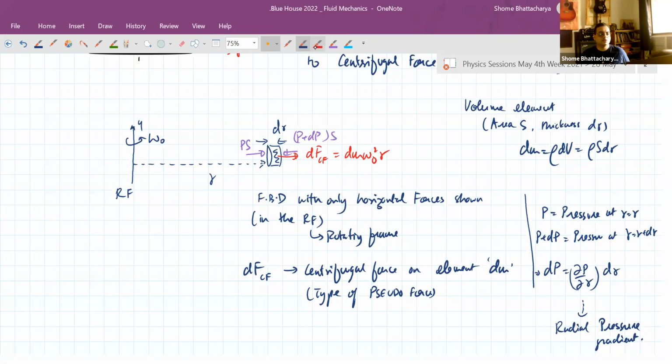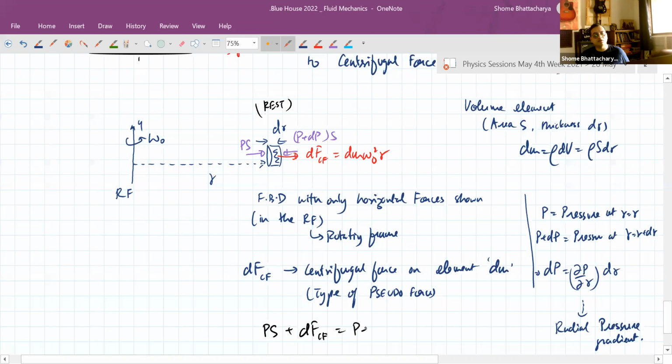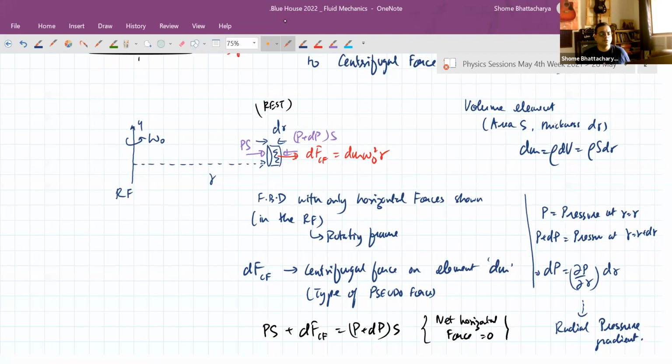So balancing the forces, because this one is at rest in this frame, in the rotating frame of the tank, that volume element of fluid is at rest. So P into S plus the centrifugal force is balanced by the pressure into area from the other side. So the net horizontal force is 0. That's what we are showing here. Okay, so note down up to here. Then from that we'll be able to calculate the horizontal pressure gradient.